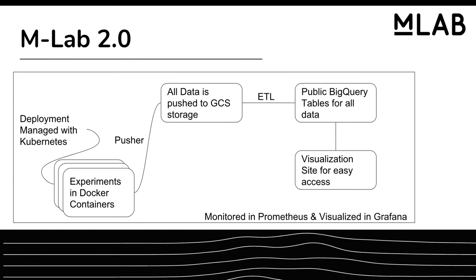MLab's mission is and remains to measure the internet, save the data, and make that data universally accessible and useful. And our architecture mirrors that, where we measure the internet, we save the data, and then we push it through visualizations to make it universally accessible and useful. So it's kind of nice to have an architecture that mirrors your mission instead of just your org chart.